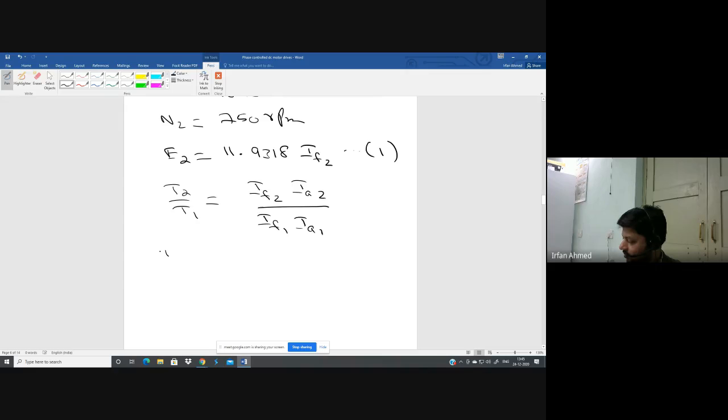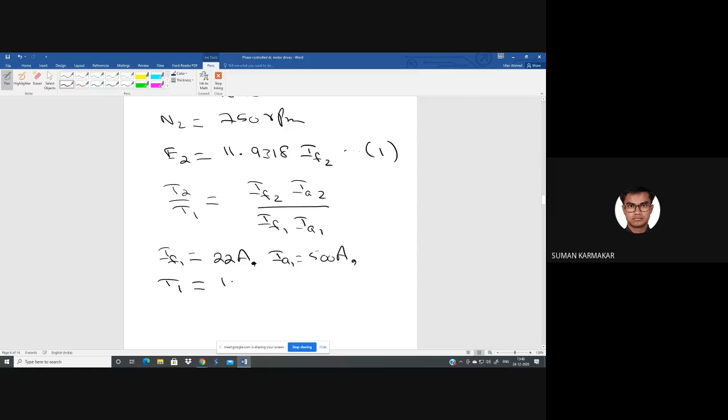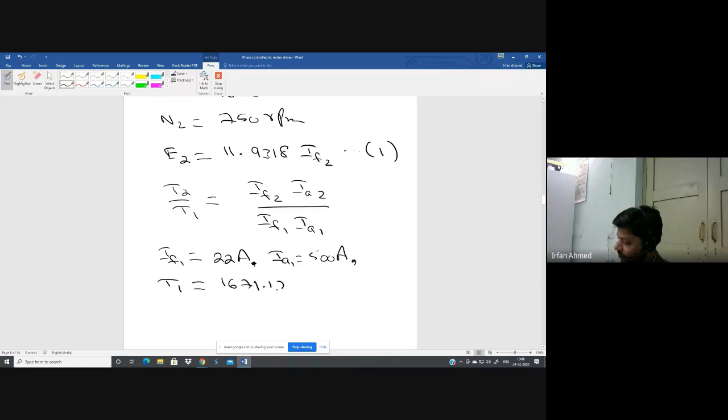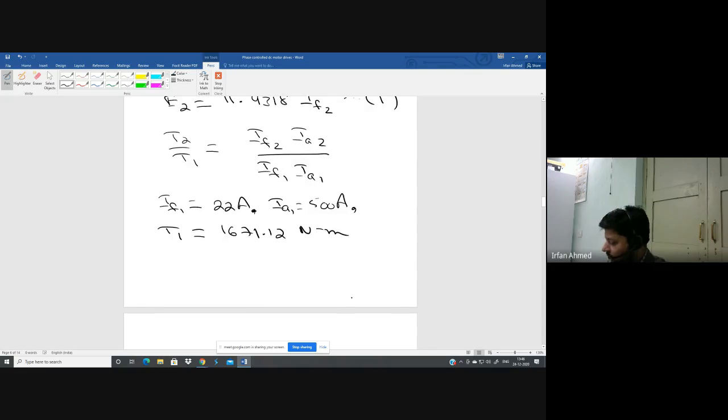Now IF1 was 22 ampere. IA1 was, I think, 500 ampere. Correct? And T1 was how much? 1671.12 Newton meter. Okay. T2 we can find out.